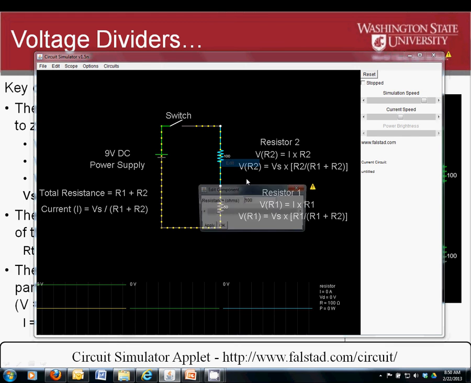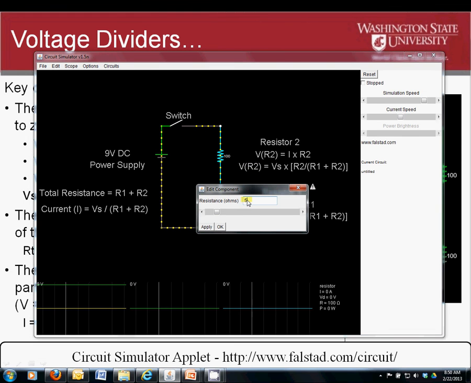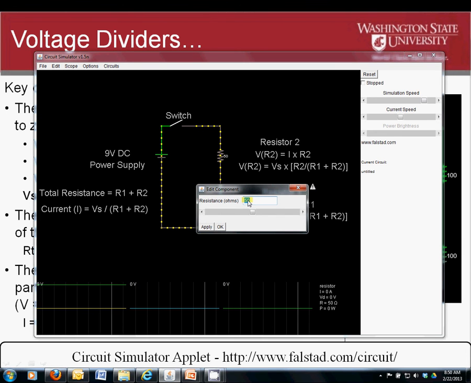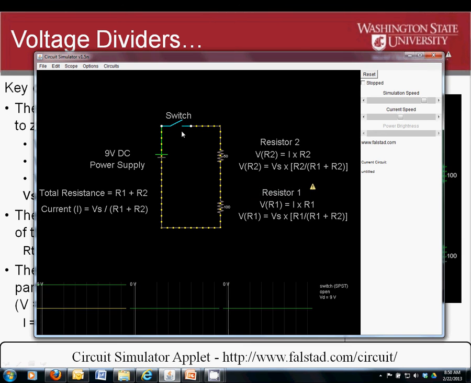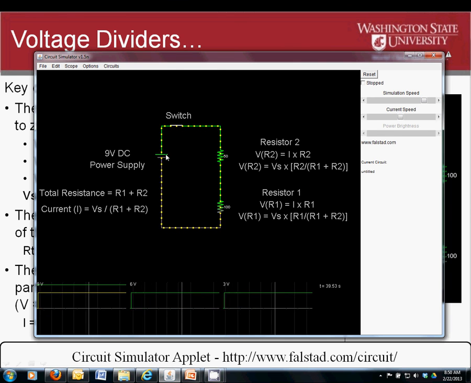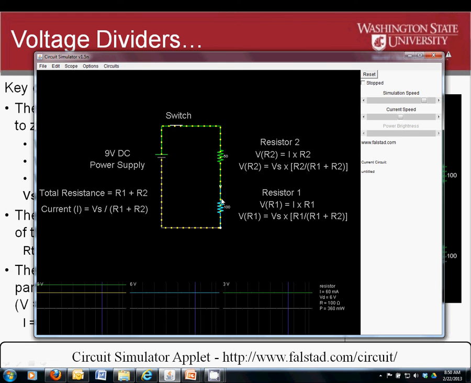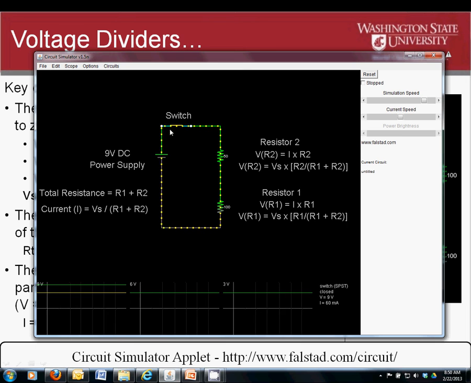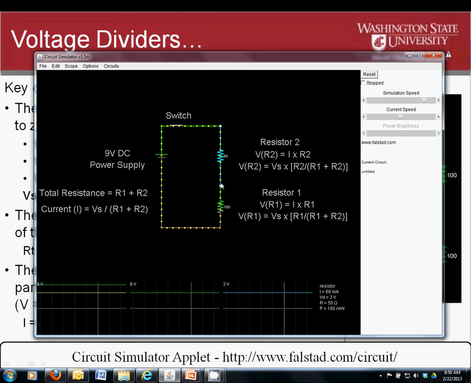Let's edit this one. We'll modify it to 50 ohms, and then return the resistor R1 to 100 ohms. Activate the switch and take a quick look at this. So now the voltage drop across the 50 ohm resistor on R2 now is 3 volts, while the other resistor is now 6 volts. So they have reversed, and this demonstrates a little bit of how a voltage divider can be used to modify 9 volts to either a 6 volt power supply or a 3 volt power supply.